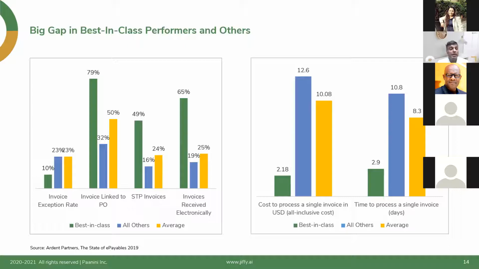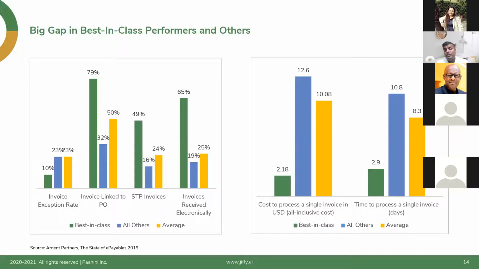That's where maybe an AI can apply. Straight through processing, you could see 49% is straight through processing in a best in class scenario. Whereas in an average or all other scenario, we have around 16 to 24% straight through processing. Electronically received, 65%. Hope this number goes up, right? Especially in our country. But you could see, and this is 2019 data, right? So it's not too far away.